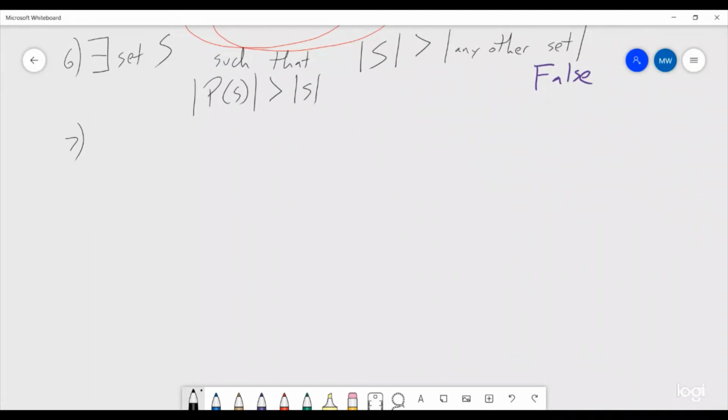The cardinality of the power set of the integers is equal to the cardinality of the real numbers. Is that going to be true or false? That one looks false too. So this one is actually true.